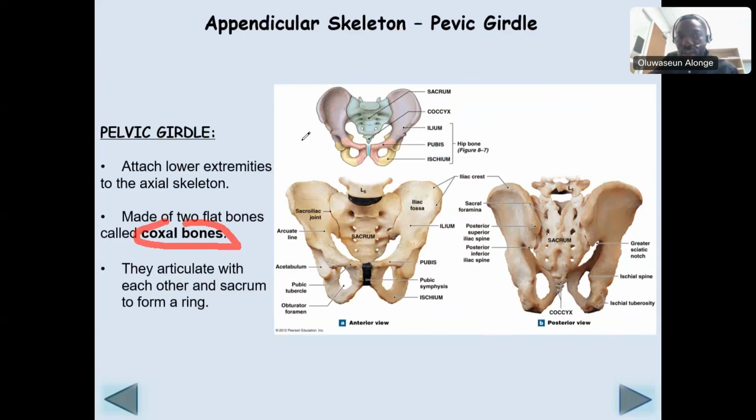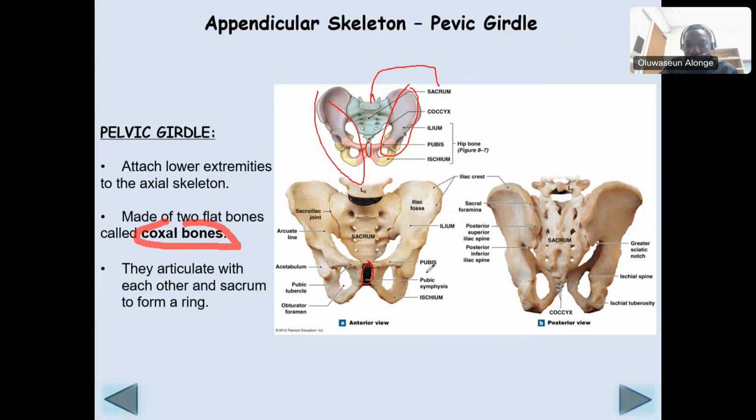Now, the pelvic girdle helps to connect the lower limb to the axial skeleton. So there are 2 pelvic bones, right? This is one and this is one. Posteriorly, the pelvic bones articulate at the sacrum, here. And inferiorly, they articulate at what we call the pubic symphysis. Here's the pubic symphysis, right here.